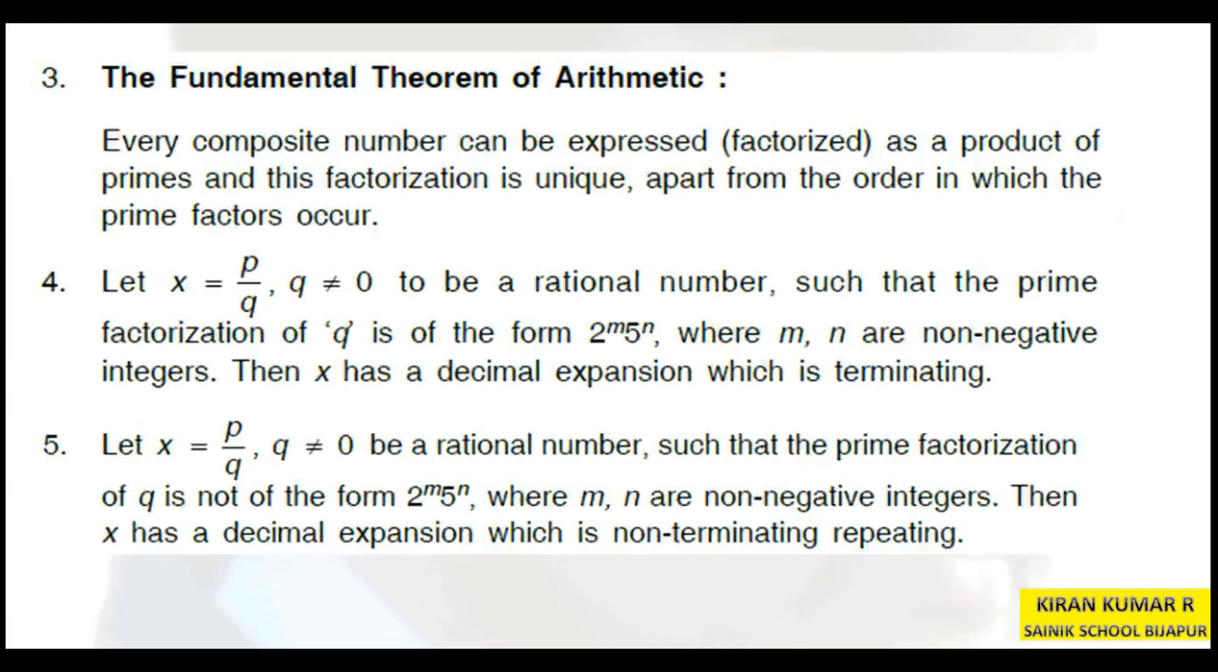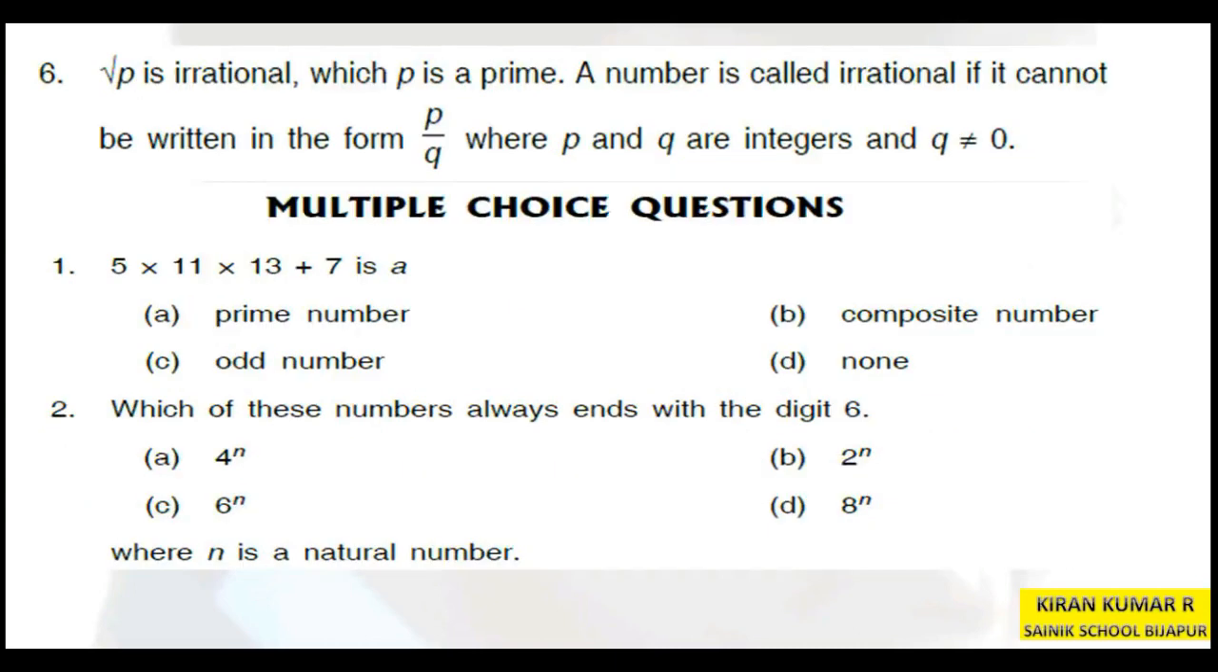We have revisited rational numbers: if the denominator is purely of the form 2 to the power m into 5 to the power n, it is terminating. We have also revisited irrational numbers. We have proved certain irrational numbers as examples, root 2, root 3 and all.